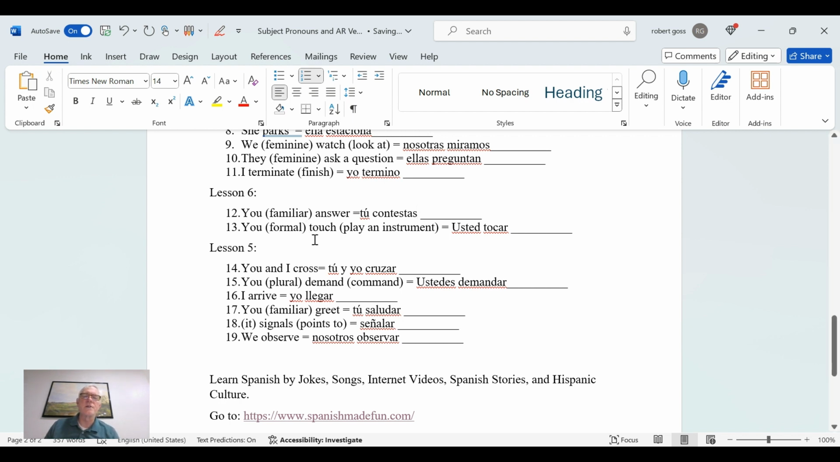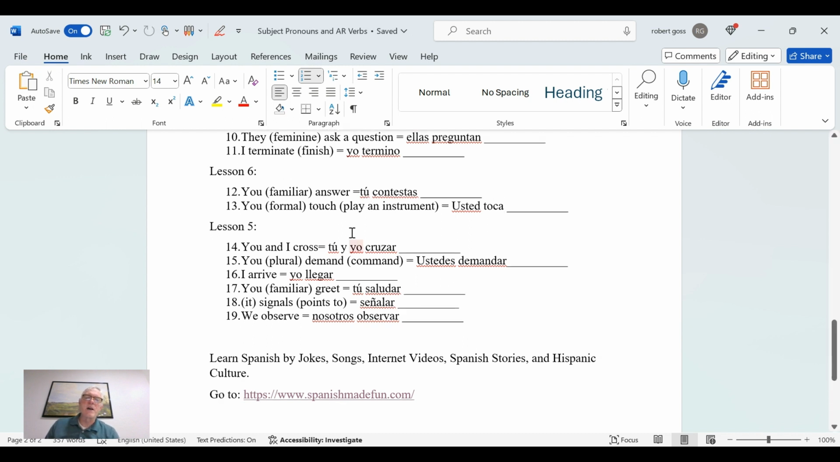You touch. Could be touch or play an instrument. In this case, it's probably play an instrument. So that's tocar. We're going to get rid of the AR, and the ending we'd put on for you formal, which like usted would be just an A. Usted toca.